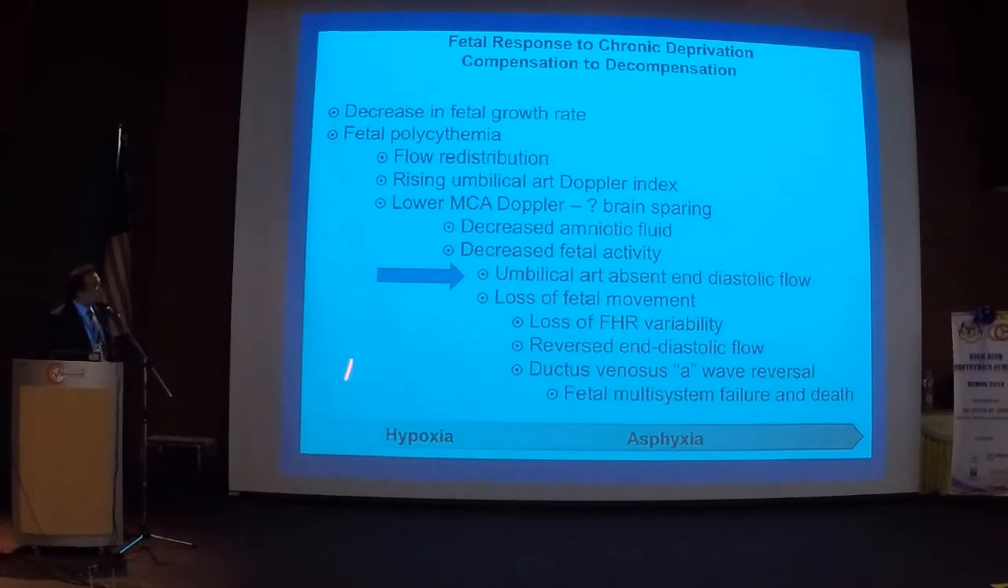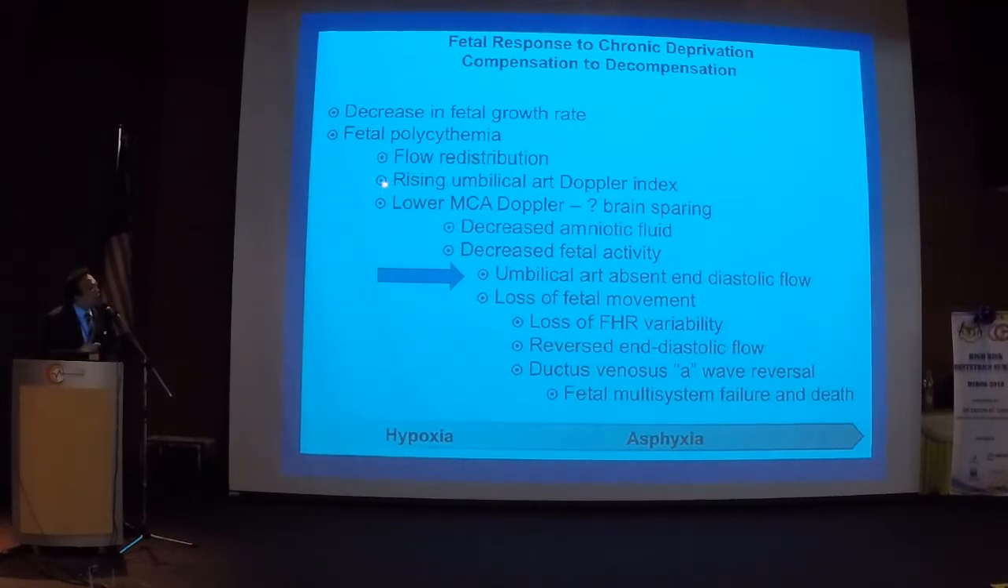So when there is decreased oxygenation to the fetus, the baby has hypoxia, and as it worsens, the baby becomes asphyxiated. So what happens intrauterine? The first thing which happens is of course decreased fetal growth. Then later there is fetal polycythemia, there is fluid redistribution. I told you, right, there is redistribution to the brain and so on. This is when we pick up with the Doppler.